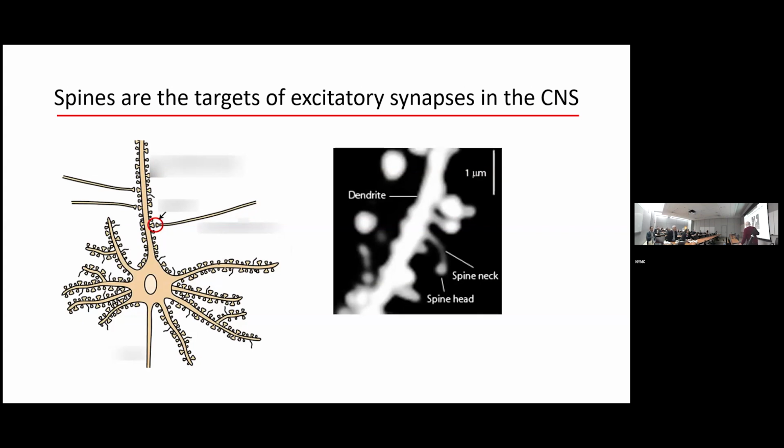Spines are very small. Here is a light microscope picture of a cell that's been filled with a dye to show some structures. And you see that there are spines. The scale is very small. This is 1 micron. So typically these spines are on the order of less than a micron in length.